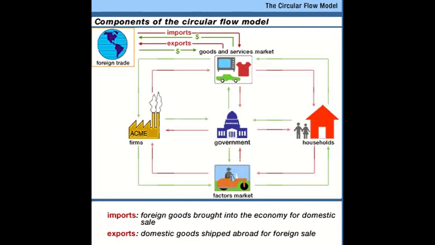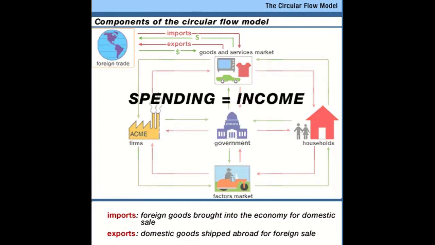It's that simple. And in the aggregate, when you add up everything that people are spending and everything that people are receiving as income, the two numbers are necessarily always equal. Spending equals income. We'll be building on this concept throughout our study of macroeconomics.